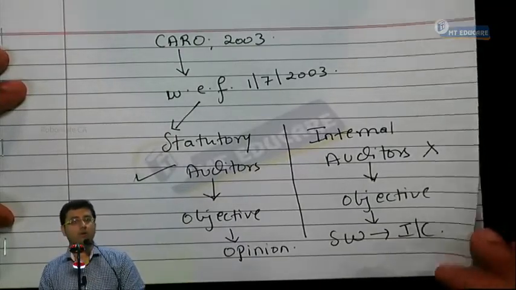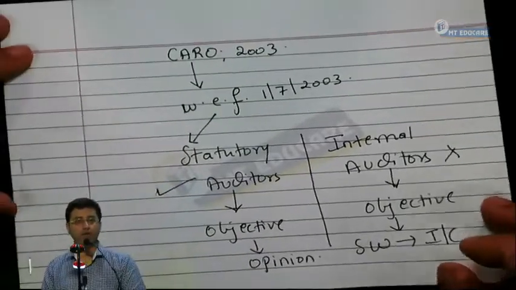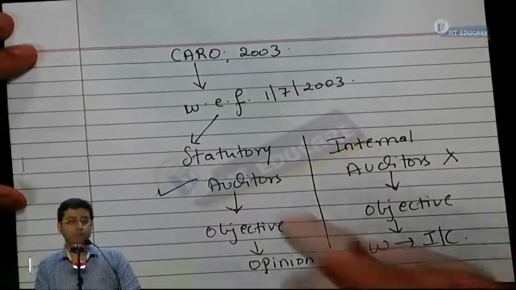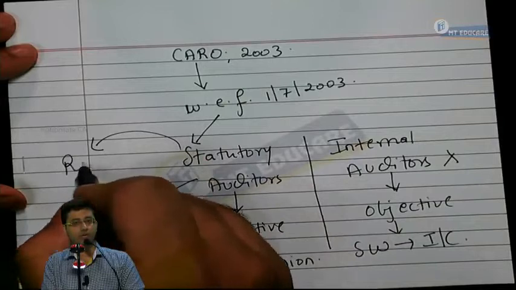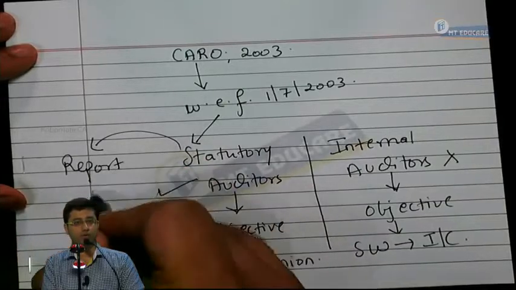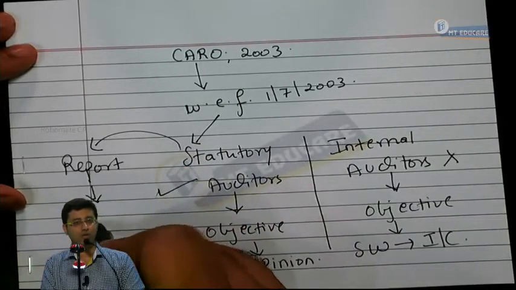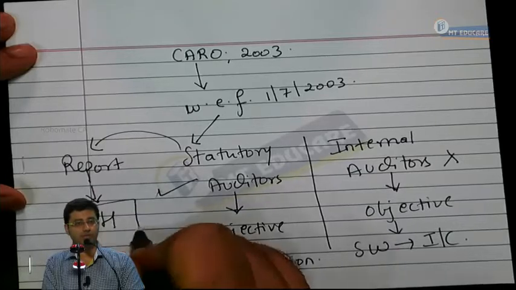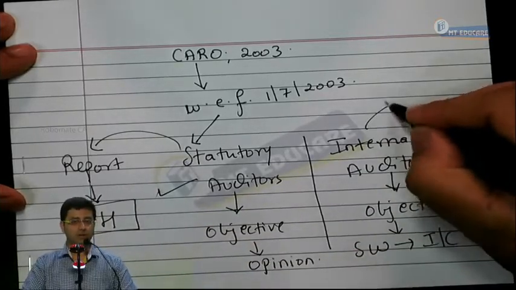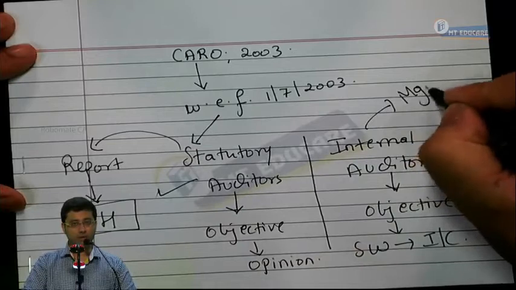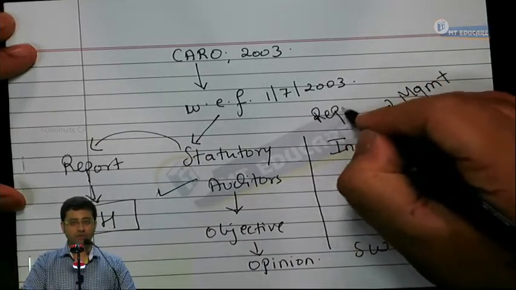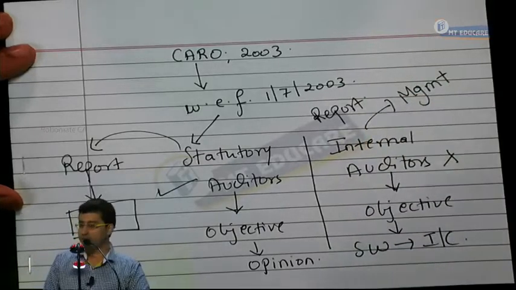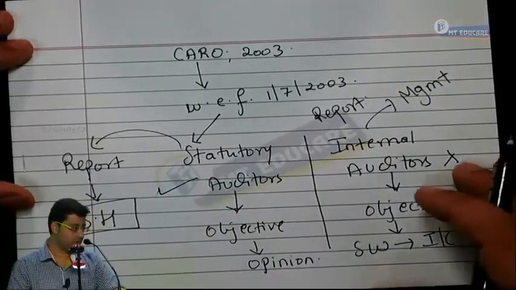Now, what is the need for statutory auditors to prepare this report? Statutory auditors always report to the shareholders, to the stakeholders. Whereas internal auditors always report to the management. So the report of an internal auditor is meant for the management, whereas the report of a stat auditor is meant for the shareholders.